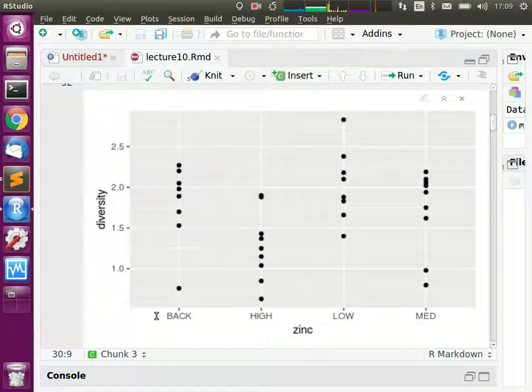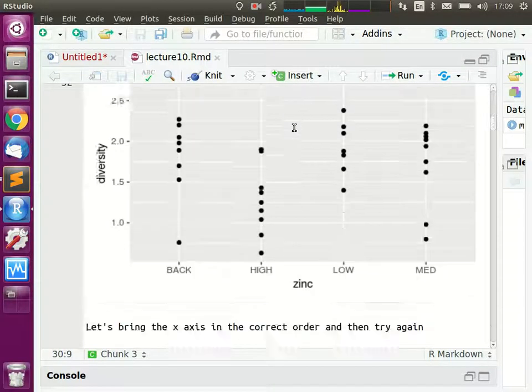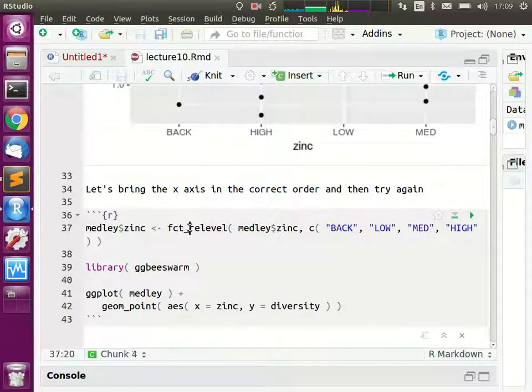So if we pretend this, then you see here how it looks. This is the diversity at background level, at high level, at low level, and at medium level. Up, down looks a bit strange, which is simply because this is not in order. Back, high, low, medium. You see, as usual, R has sorted it alphabetically, which is not what we want. You might remember from previous lessons, there is this relevel command where you can tell for a factor the proper order of the factor levels.